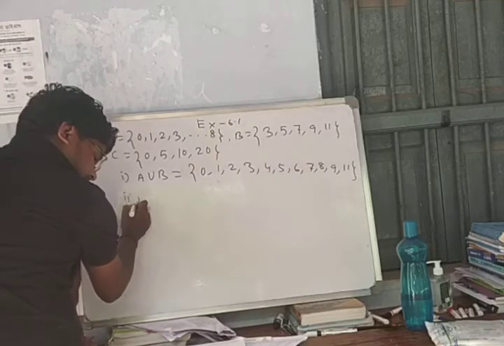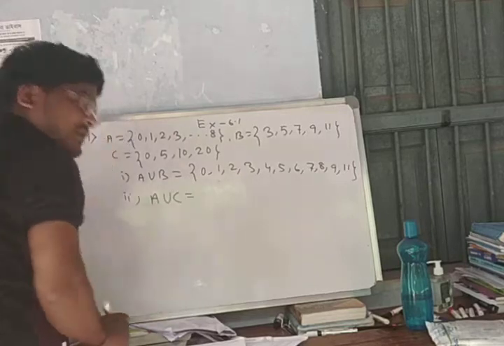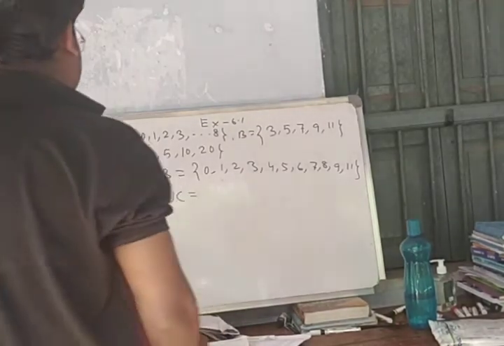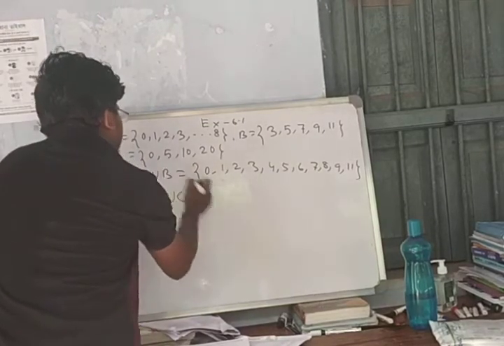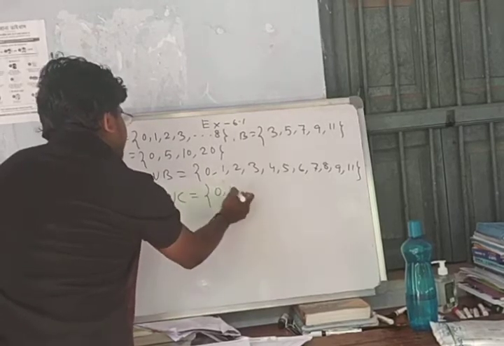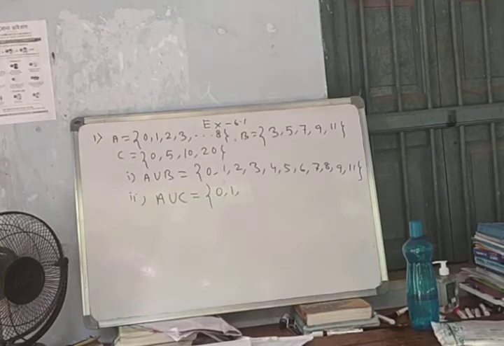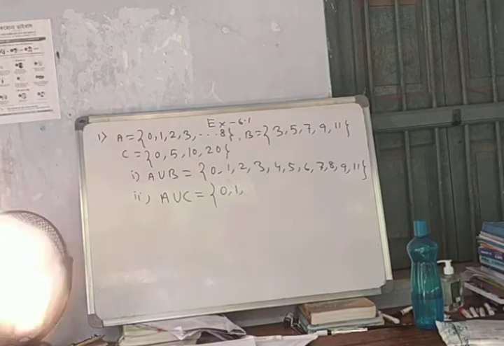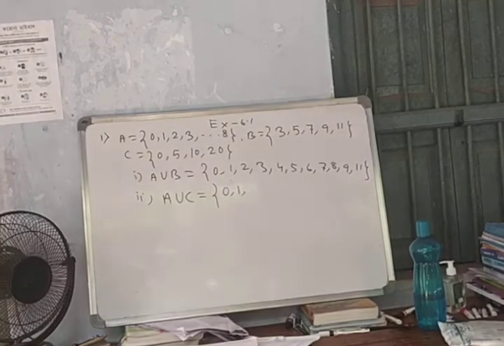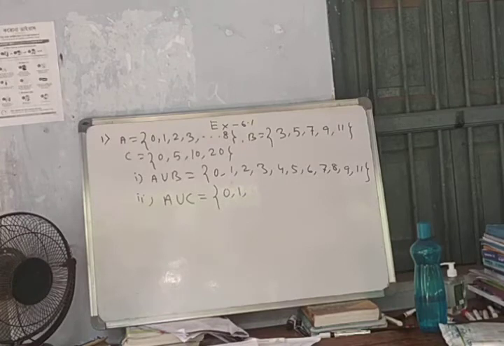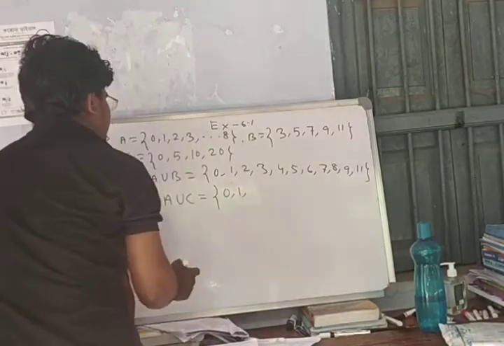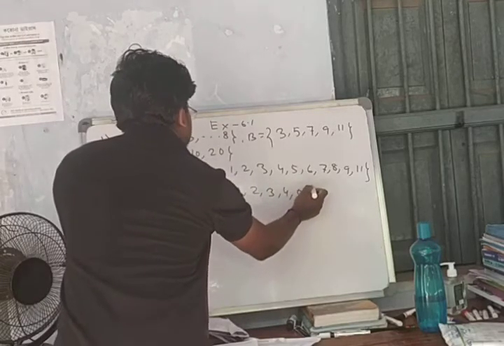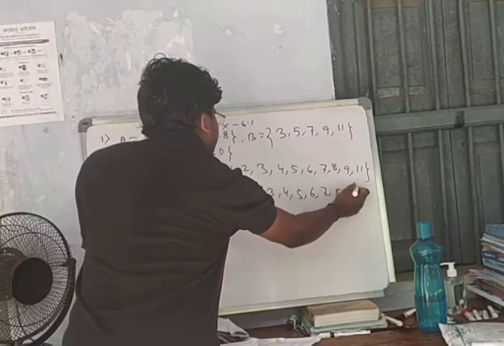Same as also number 2, A union C. A union C means the elements 0, 1, 2, 3, 4, 5, 6, 7, 8, 10, 20.